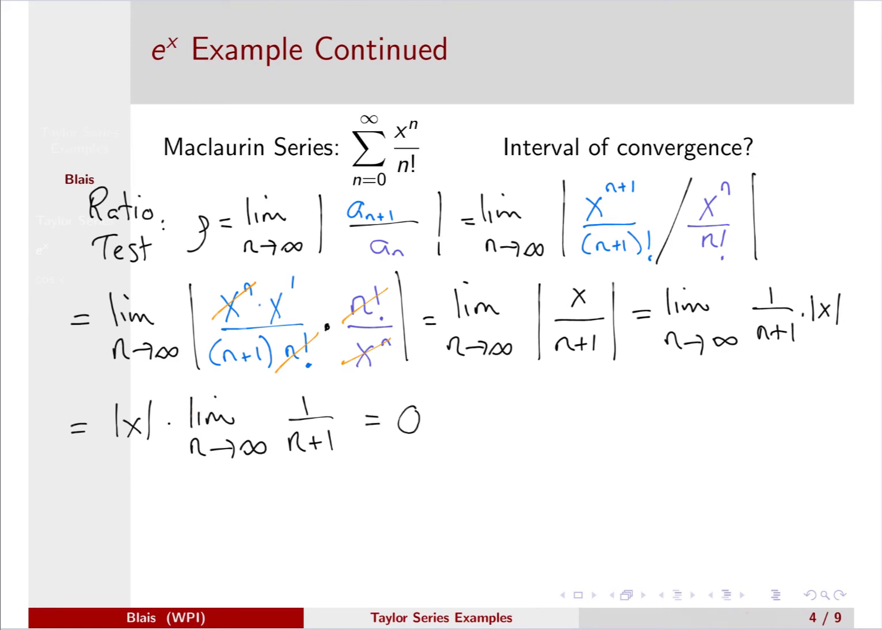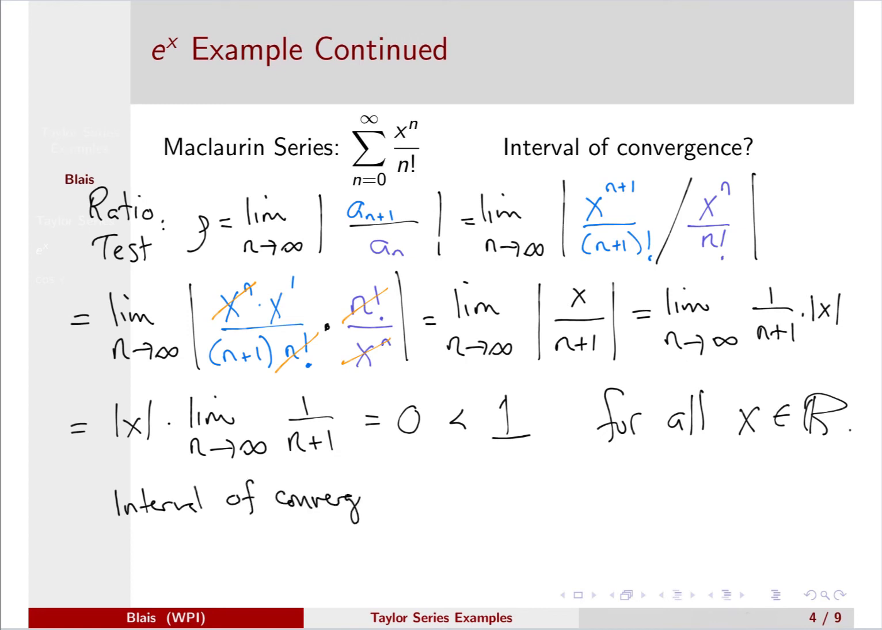And for the ratio test, what we care about is for what x is rho less than 1? Well, 0 is always less than 1. So this holds for all x. It didn't matter what we plugged in, any real number. So this means this series converges for any real number. Put another way, its interval of convergence is the entire real line.